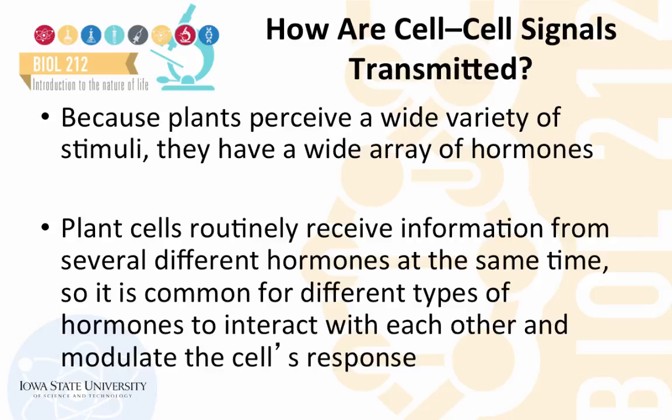How are cell-to-cell signals transmitted? Because plants perceive a wide variety of stimuli, they have a wide array of hormones to generate different responses to these stimuli. Plant cells routinely receive information from several different hormones at the same time, so it is common for different types of hormones to interact with each other and modulate the cell's response to incoming signals.